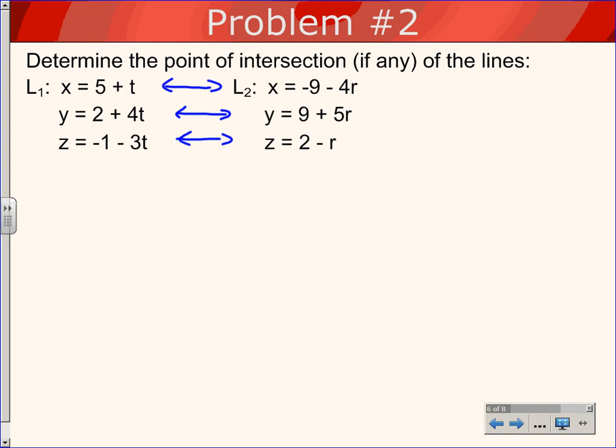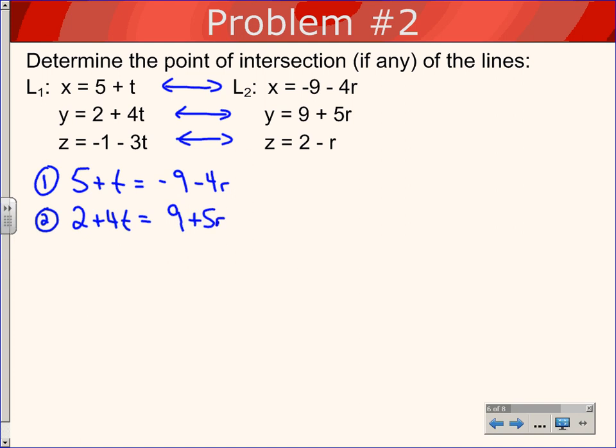So our first equation is going to be 5 plus t, this is from the x's, is equal to minus 9 minus 4r. That's our first equation. Second equation is 2 plus 4t equals 9 plus 5r. And the third one, minus 1 minus 3t equals 2 minus r.